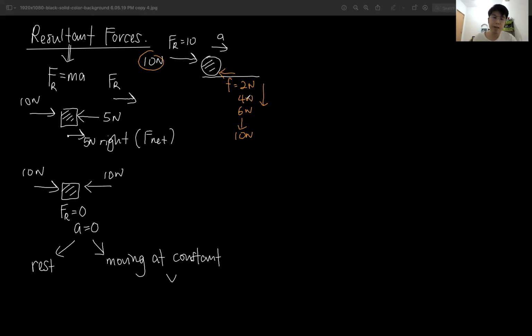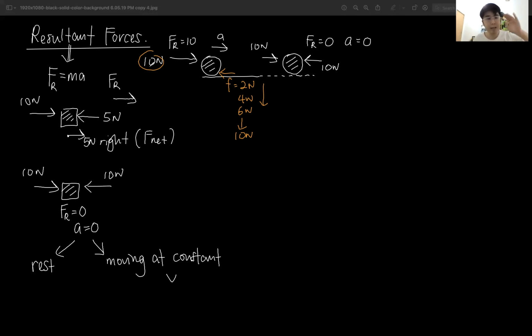Okay, so when the frictional force increases to 10 Newton, your resultant force becomes 0, and what happens to the ball? The ball will continue to move. So here I will write two forces, 10 Newton here, 10 Newton here. Balanced already, and then your resultant becomes 0, and then acceleration becomes 0. Now at this instant, does the ball stop moving? Answer is no.